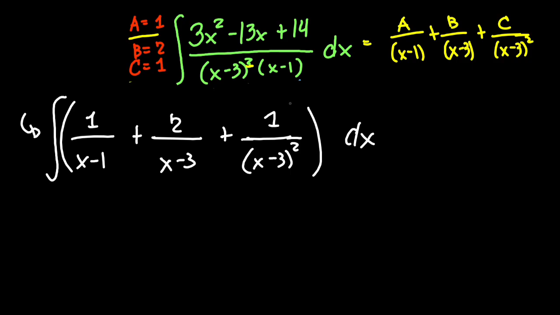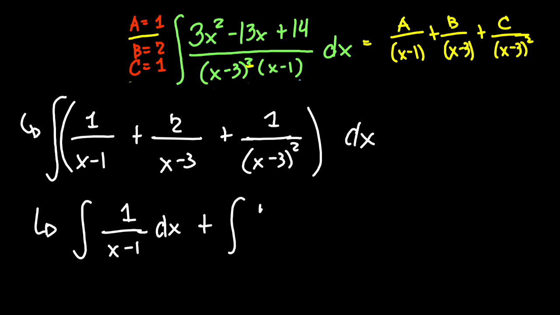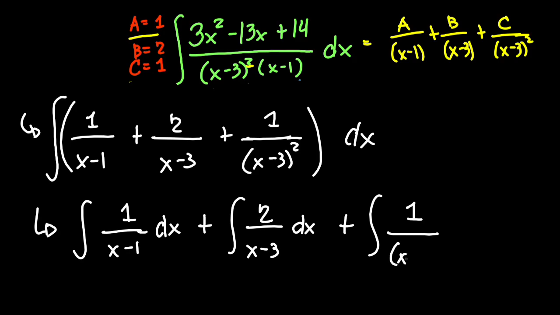We can now actually integrate this one by one. But first, let us split it up. So this would be the integral of 1 over x minus 1 of dx plus the integral of 2 over x minus 3 of dx plus the integral of 1 over x minus 3 squared of dx.